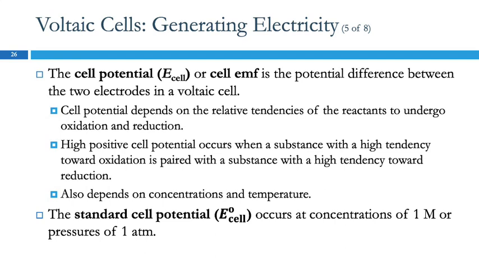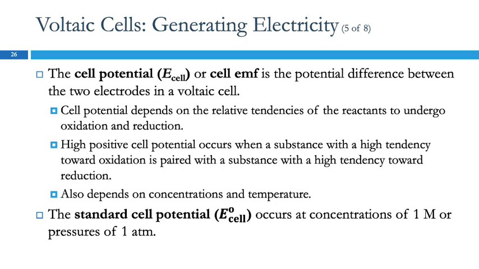So we can talk about the cell potential. The cell potential, or cell EMF, is going to be the difference between the potentials of the two electrodes in the two different half cells. The cell potential is going to depend on the relative tendencies of reactants to undergo either oxidation or reduction. In the previous example, we saw that zinc was oxidized more easily than copper. It was more willing to give up its electrons.